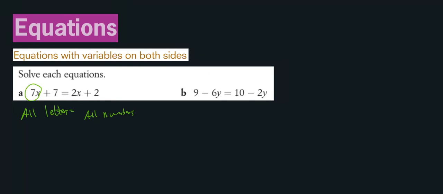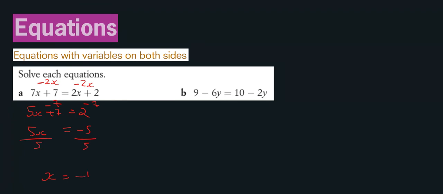So we need to apply inverse operations to get rid of the 2x here, because we need x equals at the bottom. So let's do that then. Subtract 2x from both sides. So then I'm left with 5x plus 7 is equal to 2. And now I need to get rid of the 7. Next line I get 5x is equal to negative 5. Then I divide by the coefficient of our variable to get negative 1.